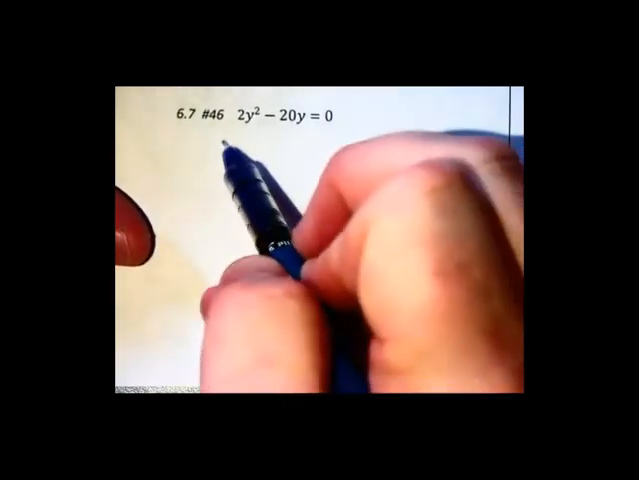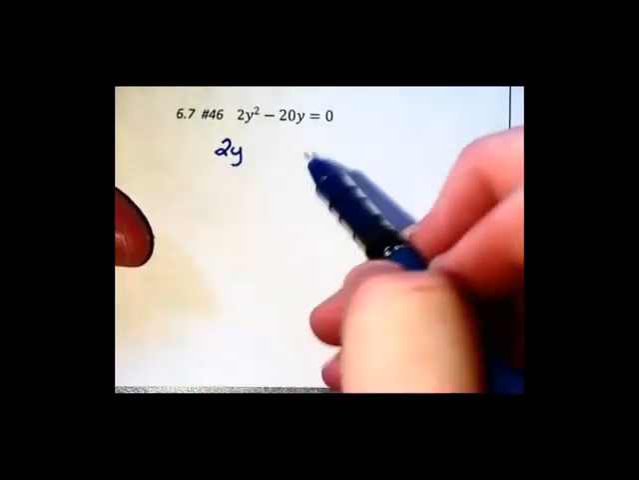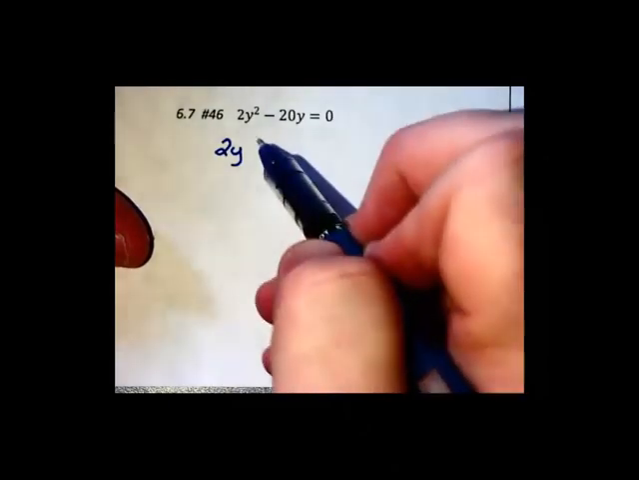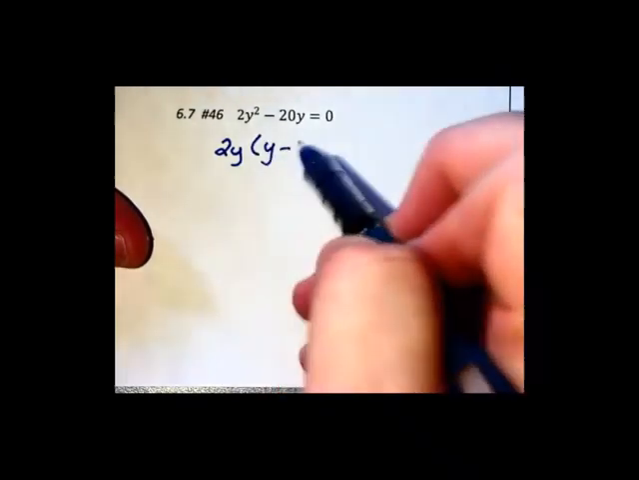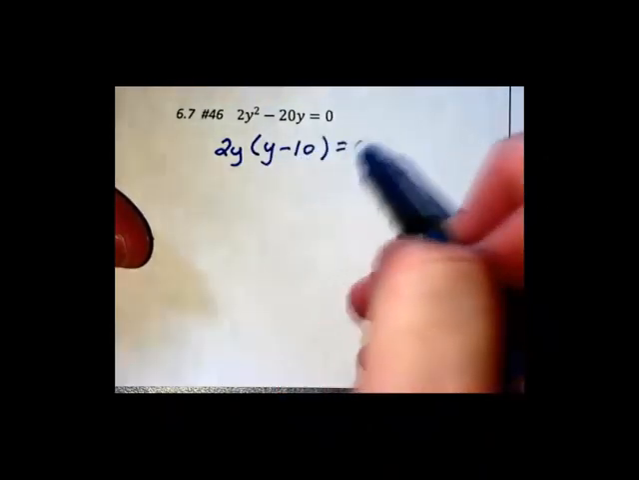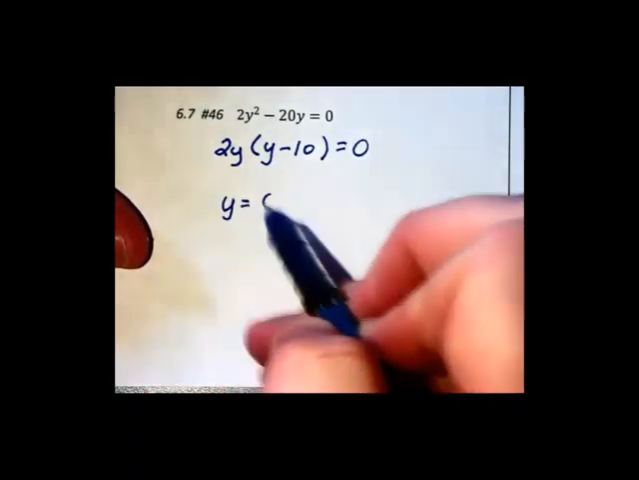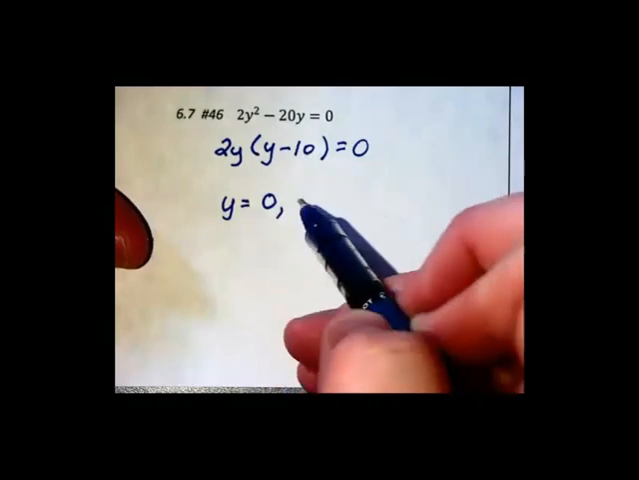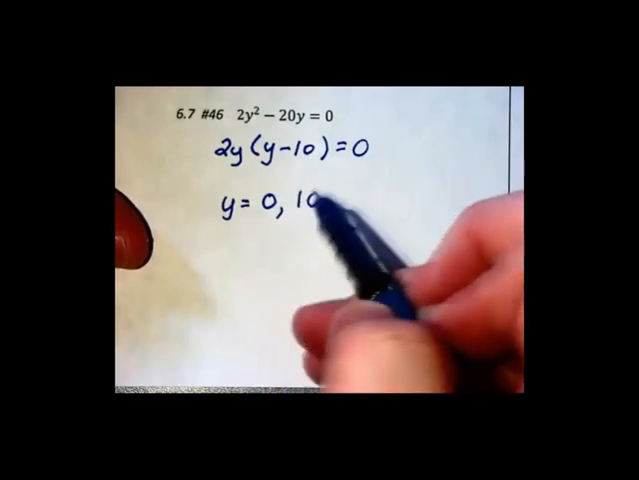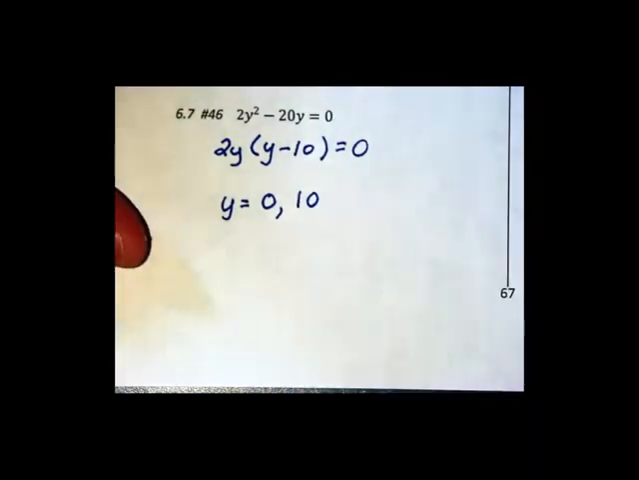We're going to factor a common factor of 2y out of each of these terms, leaving us with y minus 10. When there's a 2 in front, we ignore it, but the y gives us a solution of 0. Changing the sign from the minus 10, we have positive 10. And there are the two solutions. Okay, a few more of these to go here.